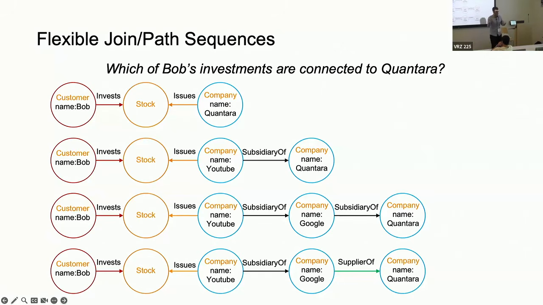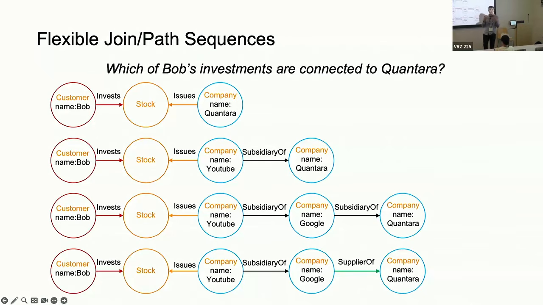Google is maybe supplying, so you could be investing in a company that's a supplier of another company, which could be essentially a major stakeholder in another company, which could be the subsidiary of another. Like the nature of the labels of the path, the different types of joins that you're doing, could be very varied. It could be subsidiary of followed by another subsidiary of followed by a majority owner of, and so on and so forth.